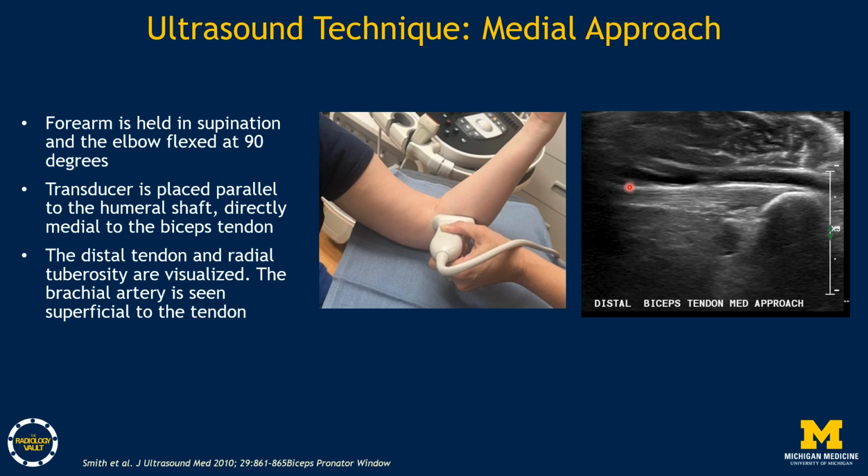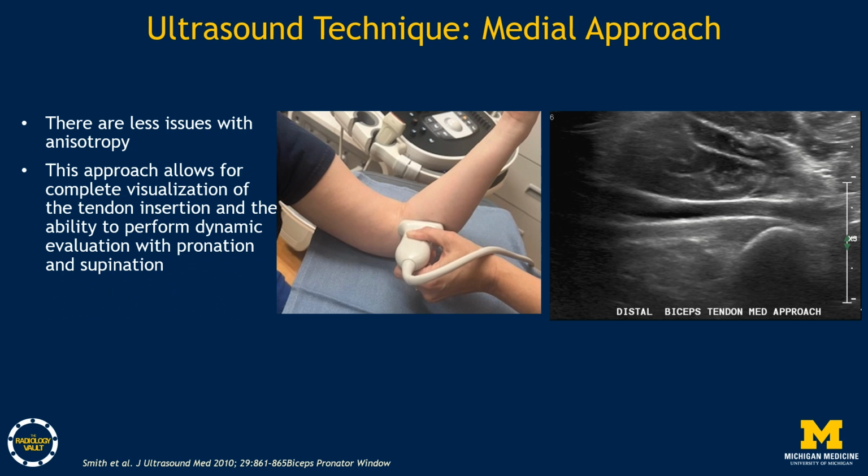And superficial to it, we see the anechoic brachial artery, which is an excellent acoustic window to look at the biceps tendon. As the transducer is placed in the longitudinal plane parallel to the distal biceps tendon, there are fewer issues with anisotropy using the medial approach.